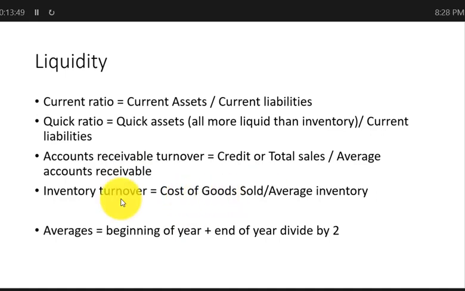Cost of goods sold for inventory turnover is divided by average inventory. So for accounts receivable, how many times per year are we able to collect our accounts receivable? The more times, the more likely we are to collect the money. So we want to push that, but if we push our customers too hard, we can drive them away. So we may have situations where we don't want too high of an accounts receivable turnover. That means we're pushing our customers too much.